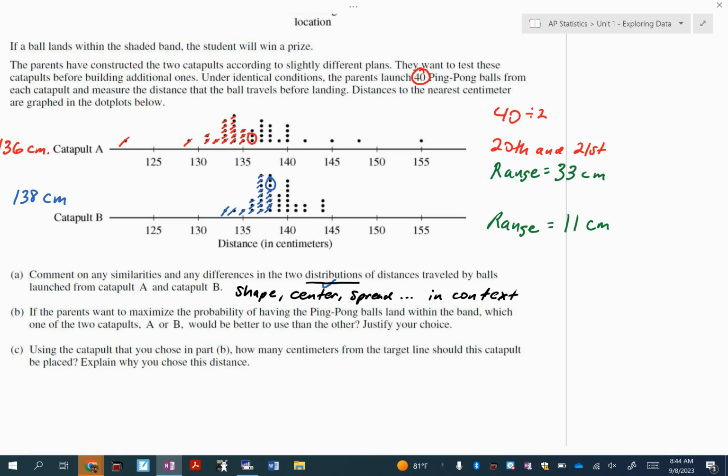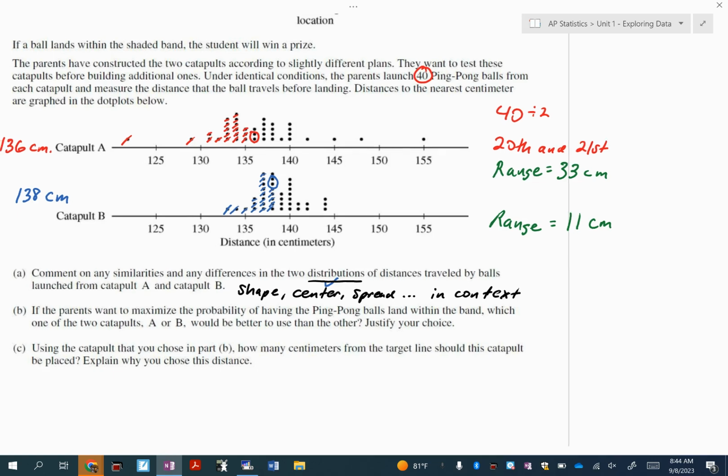So obviously, as we said, with Taylor mentioning the gaps, we mentioned the possible outliers. That shouldn't shock you, right? Because you can see that catapult A has much more variation in terms of the launching. All right, any questions on A? So that's all the stuff you would have to address in sentences and in context, mentioning catapult A and B, and then potentially the ping pong balls.